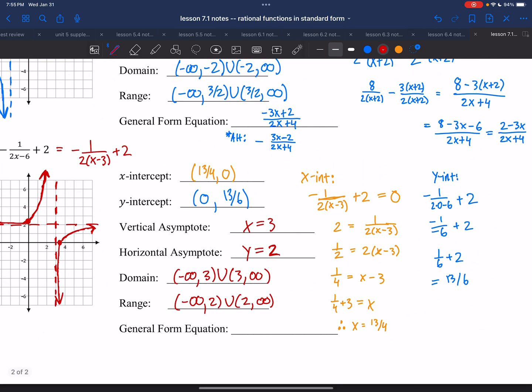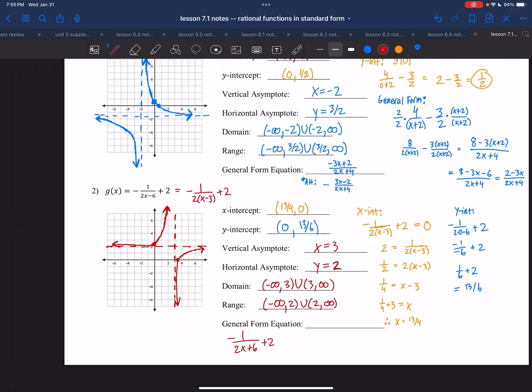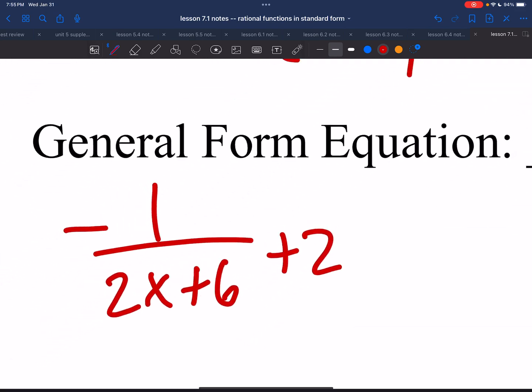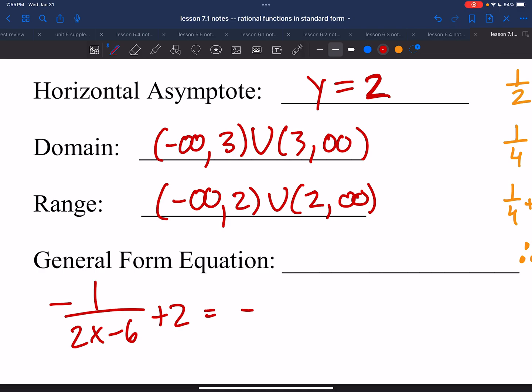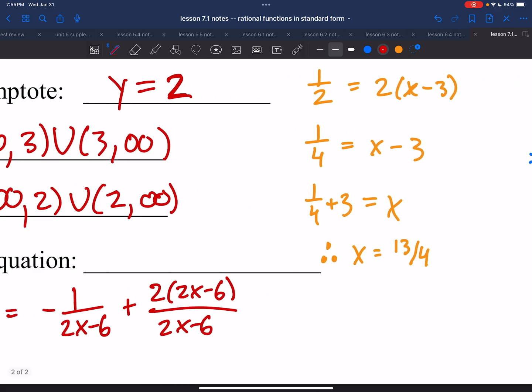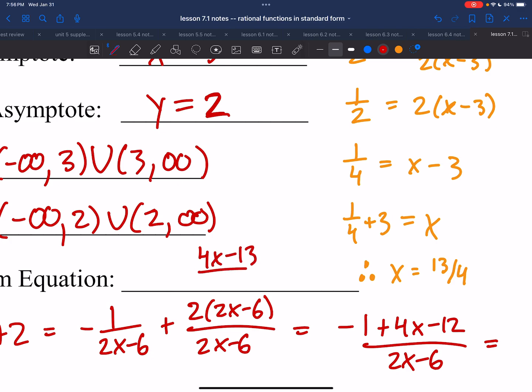Oh, crap, I gotta do general form too. Okay, let's do it. I'll be quick with this. Negative 1 over 2x minus 6 plus 2. Did I get the signs right? Minus 6. It's funny. To get a common denominator here, you need to make the 2 in terms of 2x minus 6. So we're going to add 2 times 2x minus 6 over 2x minus 6. And so what this gets me is negative 1 plus 4x minus 12 over 2x minus 6. The negative 12 becomes a negative 13. So 4x minus 13 over 2x minus 6. And with that, we are done.